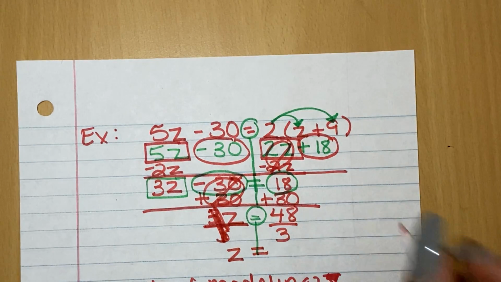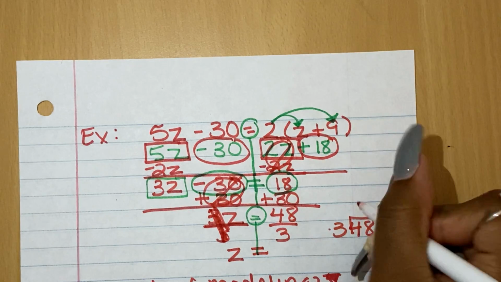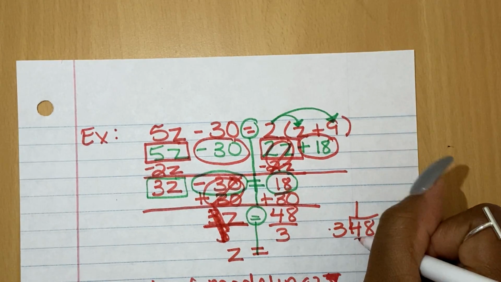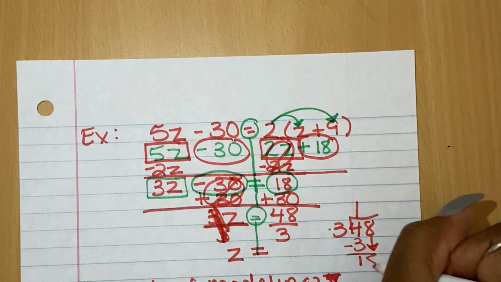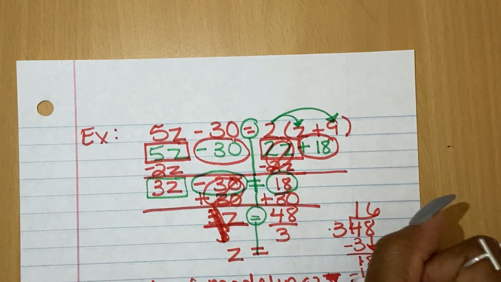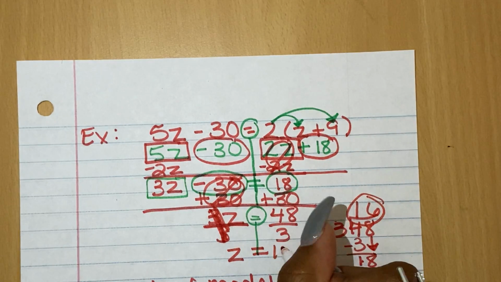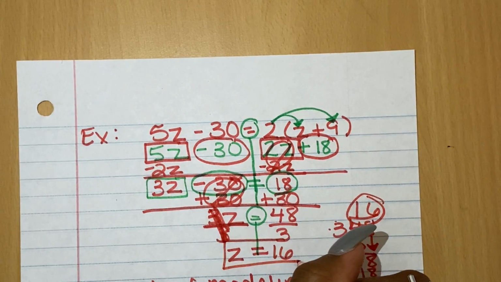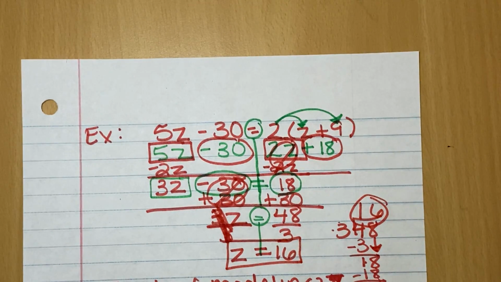48 divided by 3. If you do not know it, go to the side. 3 can go into 4 one time, because 1 times 3 is 3. 4 minus 3 is 1. Bring down your 8. 3 can go into 18 6 times, because 6 times 3 is 18, and 18 minus 18 is 0. So 48 divided by 3 is 16. Z equals 16. That is solving two-step equations with variables on both sides.